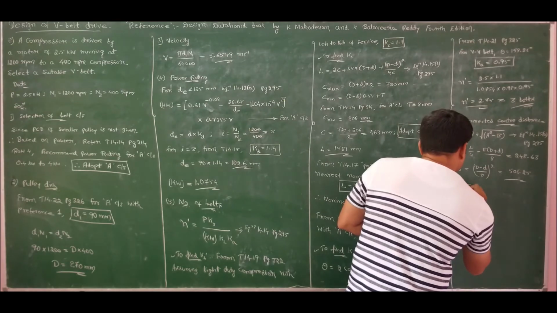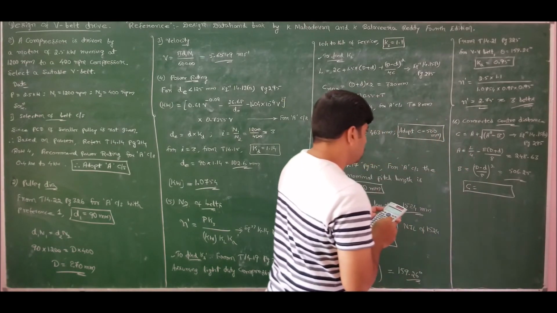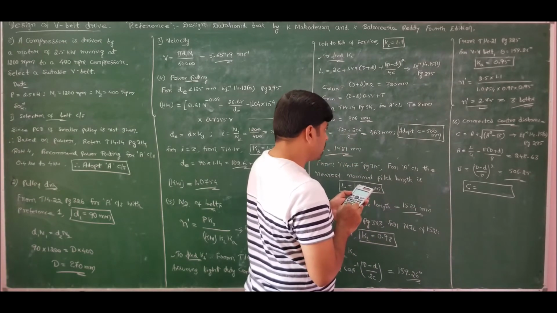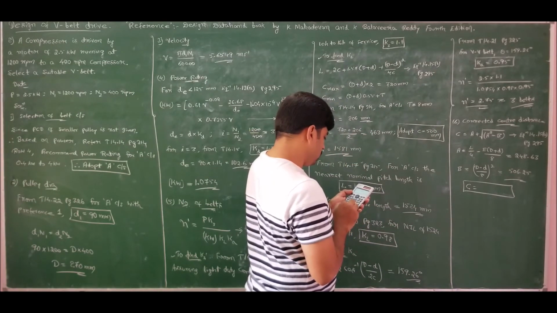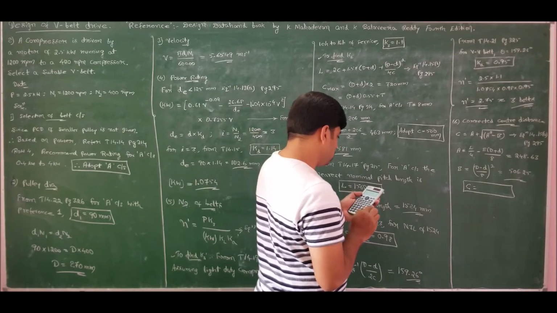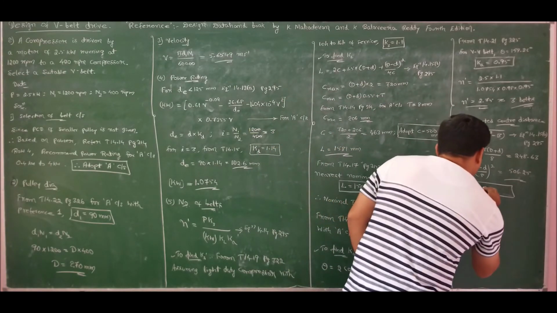Therefore, the corrected center distance C will be A is 248.63 plus root of 248.63 square minus 506.25, which is turning out to be 496 millimeters.